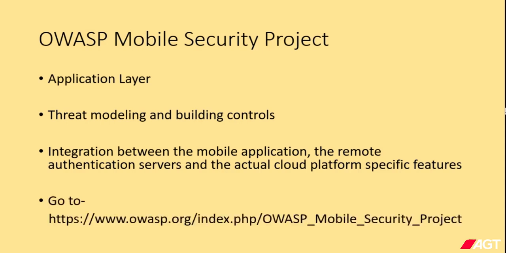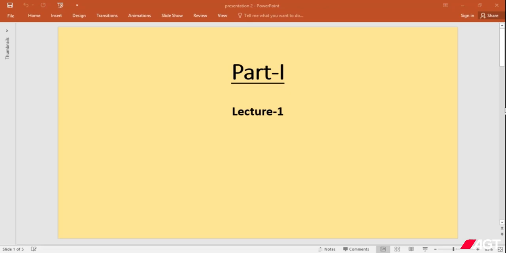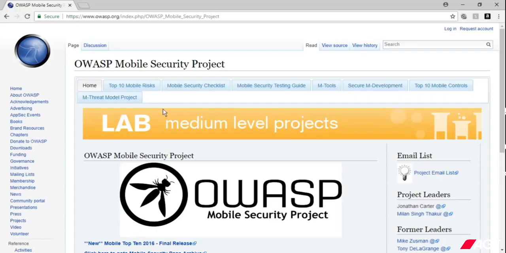Okay. Now let's take a look at some of the top security vulnerabilities and threats that are assessed for mobile devices on their website. If you look at the OSCP Mobile Security Project website, you will find tons of resources related to mobile security. The website includes the top 10 mobile risks, and we will review those in a minute. It also includes a mobile security checklist, a mobile security testing guide, a set of tools that they call M tools that allow you to test the security of mobile devices, guidance for secure mobile device development, and also the top 10 mobile controls, and a project that is dedicated to teaching you how to perform threat models for mobile devices.